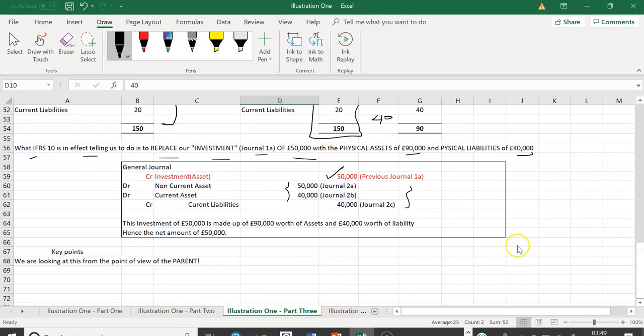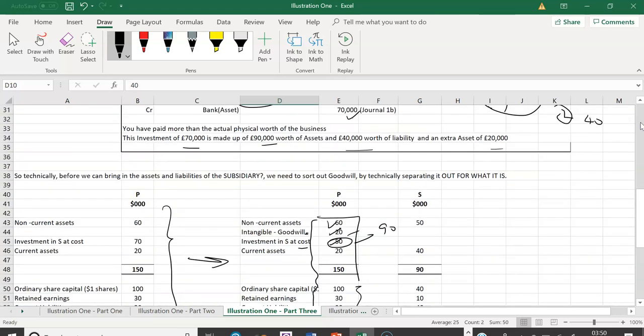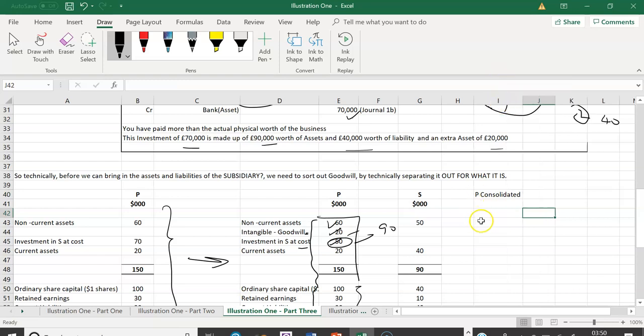So therefore, what I do now have is, why not, let's just do it over here. I'm just going to do my new consolidated P consolidated. Let's do that over here. So I'm bringing everything in. I'm just going to do that very quickly: 60 plus 50, and I have that over there.